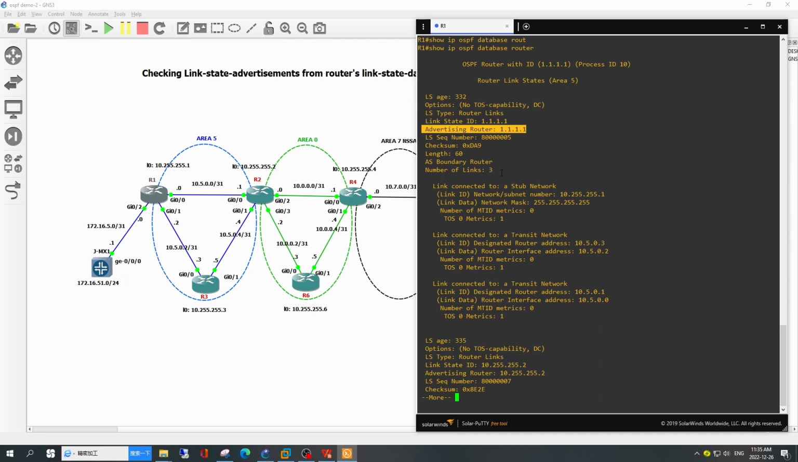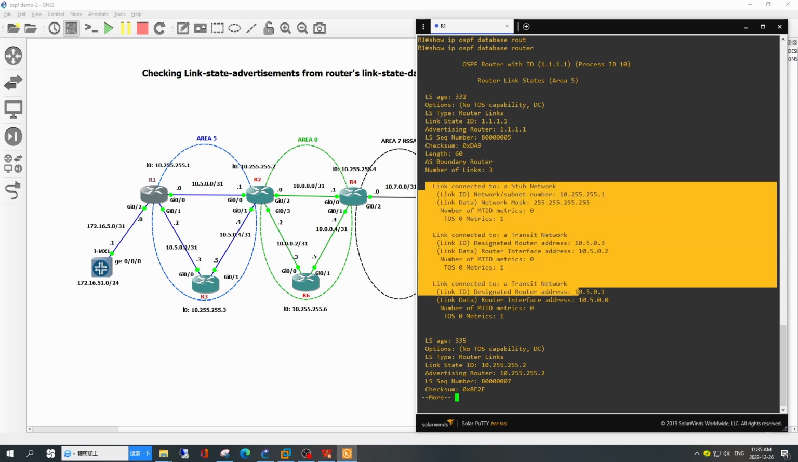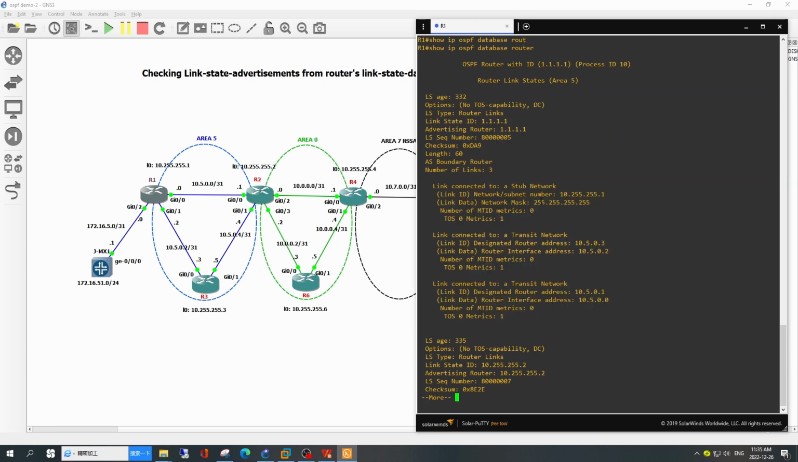In this router link LSA, they include 3 links. The first link is 10.255.255.1. This is R1's loopback interface. This loopback interface participates in OSPF. The second link is a transit link, right? It has a link ID of 10.5.0.3, and the router interface address is 10.5.0.2. So the router IP address is .2, which is R1's interface G0/1 IP address.